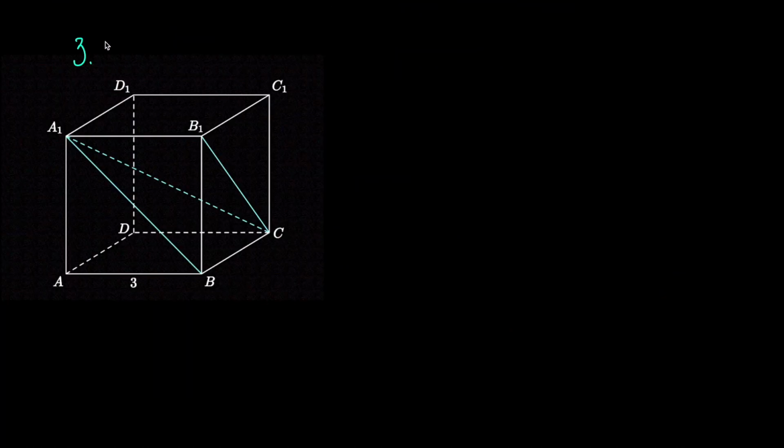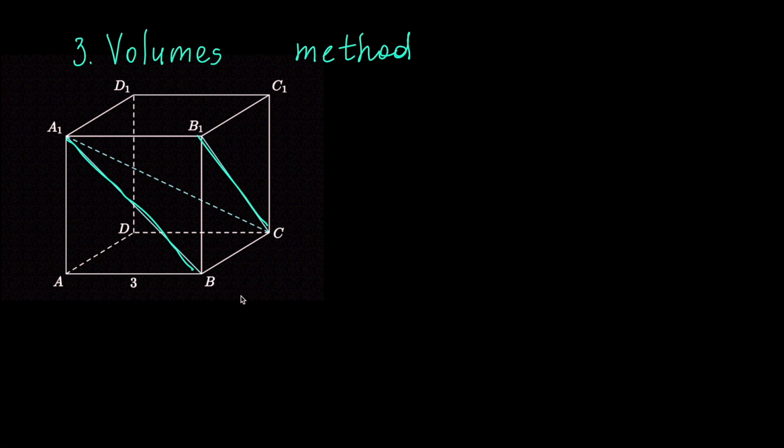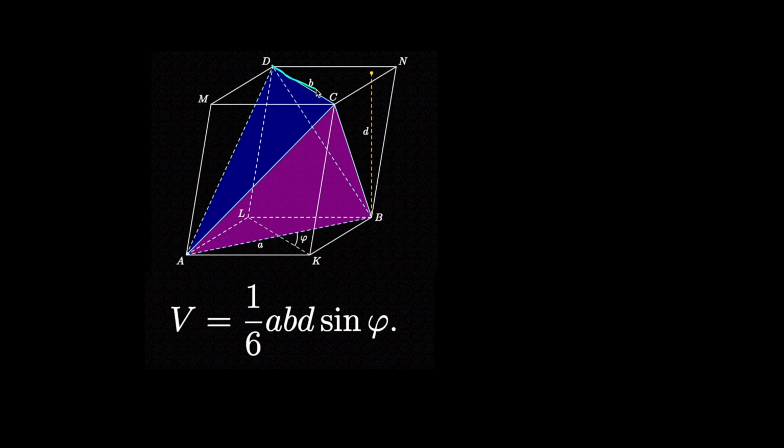And our final third method is an elegant volumes method. In order to see how it applies to our problem, we have to rotate the cube. We are basically solving the same problem, but we're looking at it from a different angle of view. Let's look at this tetrahedron. We're going to concentrate on its edges A and B. Let's say that the distance between them is equal to D and the angle between them is phi.